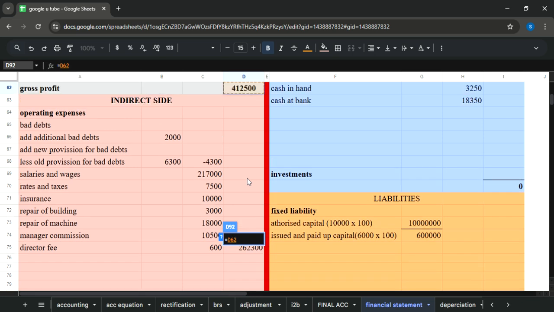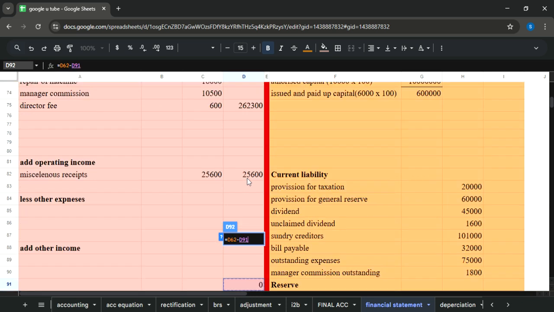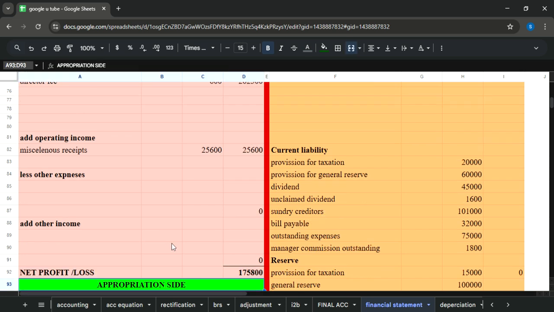Here we have gross profit, then you will subtract operating expense, then you will add operating income, and as you know, no other expense, no other income, so finally we are getting 175,800, which would be considered as our net profit. But we'll have to see if there is anything else.